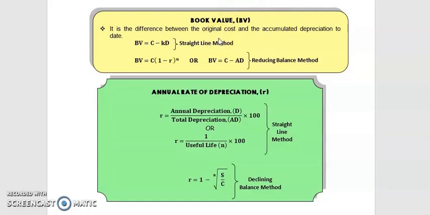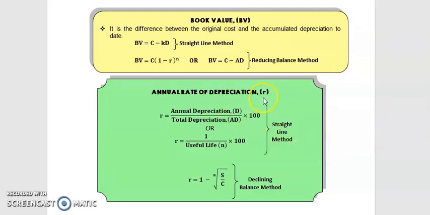For example, if an asset can last for 10 years, book value at year 10 will be equivalent to salvage value or scrap value. But book value at year 3 is not equal to scrap value. So remember, book value is the value of the asset at a particular year, but scrap value is the value of the asset at the end of useful life.